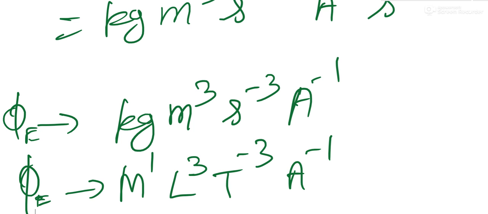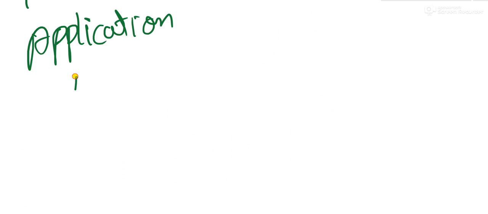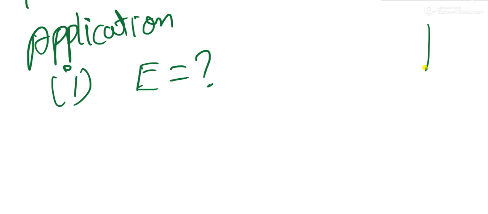The next one we are going to learn is application of Gauss law. The first application: I have a thin uniform rod. What is the electric field due to the thin uniform charged wire, or thin rod also we can take it? It's a positively charged body. Now we are going to see what is the electric field due to the thin uniform charged rod.